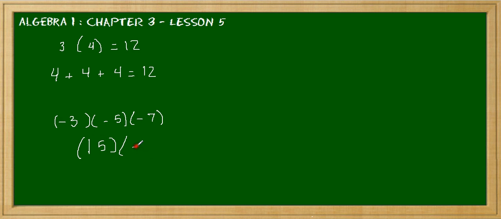But now I'm going to multiply that times -7. So now I have a positive and a negative, and I'll tell you right now that my answer is going to be negative. The question is what? Well, 7 times 5 is 35. Carry the 3. 7 times 1 is 7 plus 3. So the answer is -105.